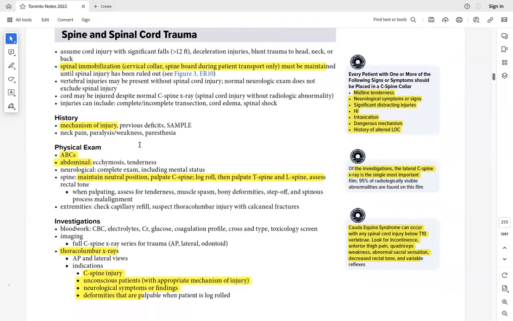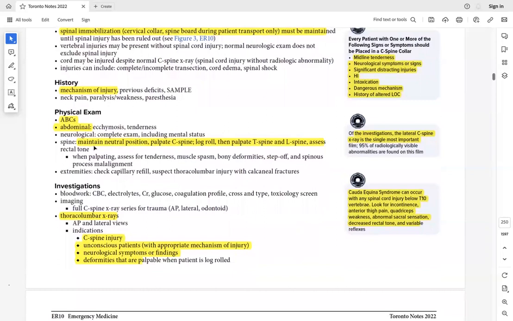Similarly, while assessing the spine, we will put him in neutral position, palpate the C-spine, log roll, then palpate the T-spine and L-spine, and assess the rectal tone by doing the DRE. So just remember these points. They can ask you in the CDM how you will assess or check the spine in a trauma patient on physical examination. So we palpate the C-spine, log roll, then palpate the T-spine and lumbar spine, and assess the rectal tone.